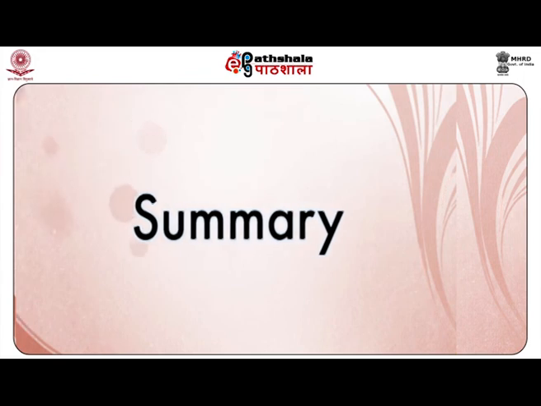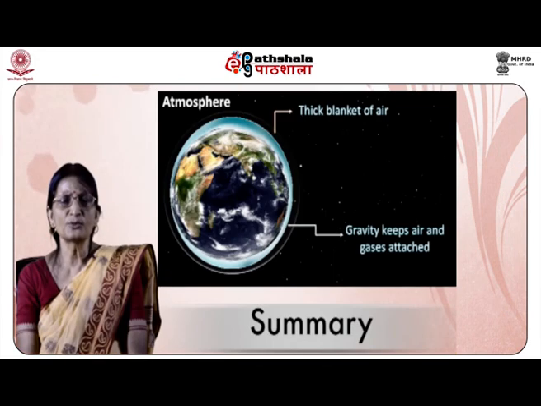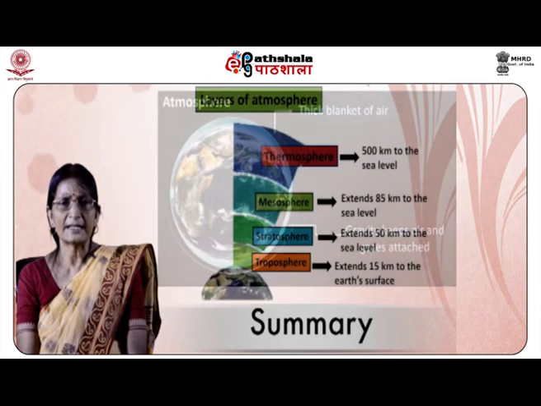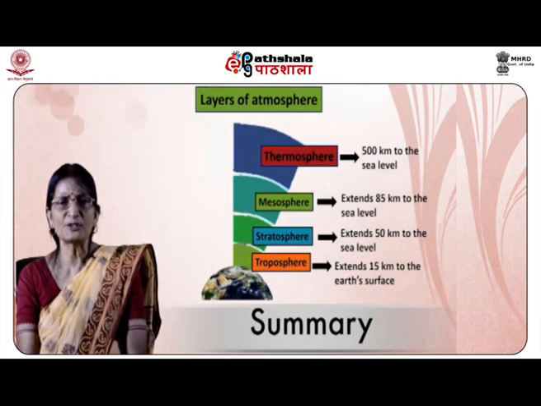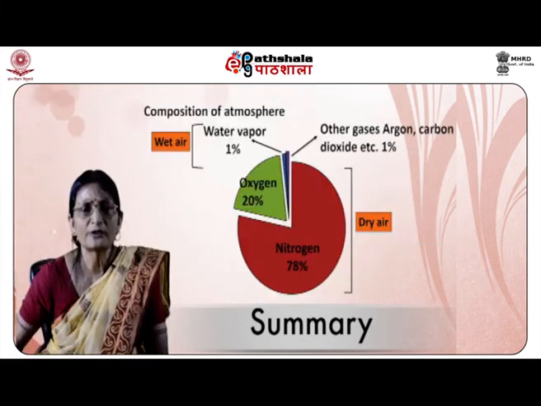So to summarize this unit, we got to know that the atmosphere is the blanket of gases surrounding a planet, and in the case of the Earth, this blanket of gases is made up of air. The atmosphere is also a segment of the environment, and there are many layers in the atmosphere like troposphere, stratosphere, mesosphere and thermosphere. Earth's atmosphere, as we already said, is made up of air. Air is a mixture of gases.